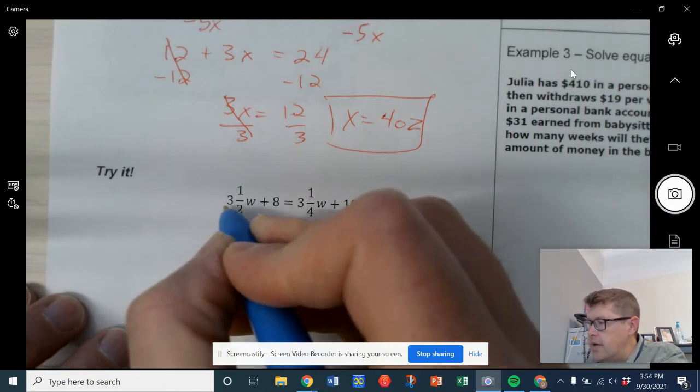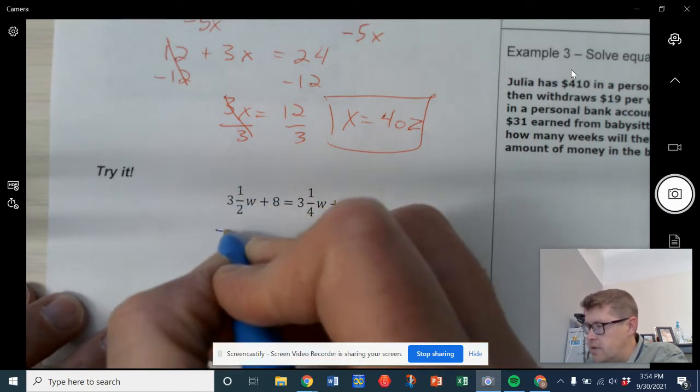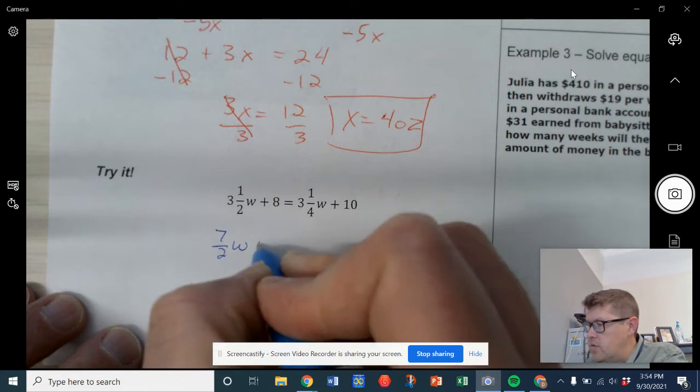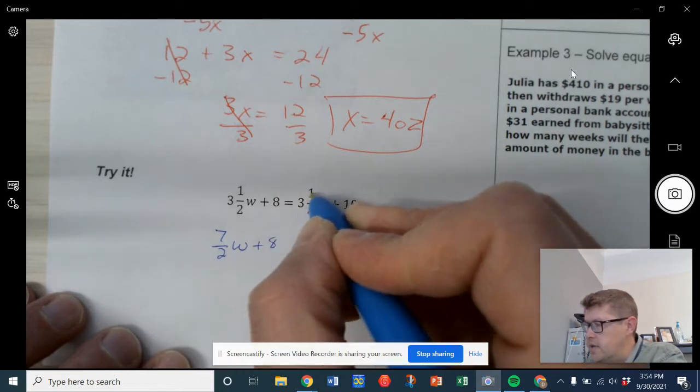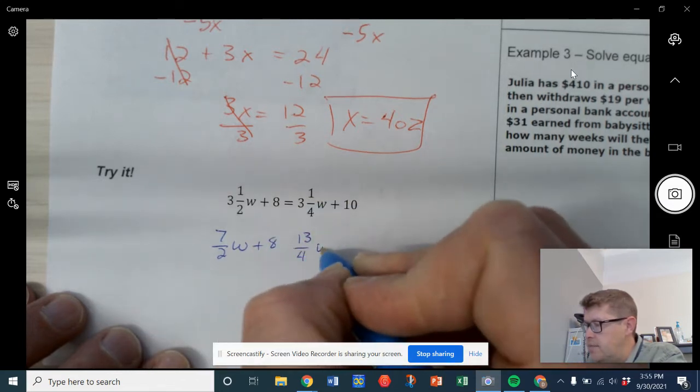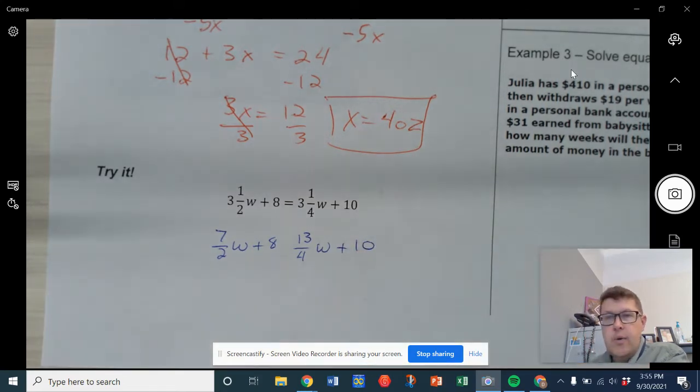2 times 3 is 6, plus 1 is 7, so 7 halves, W plus 8. 4 times 3 is 12, plus 1 is 13 fourths, W plus 10. And now we're going to fraction bust it.